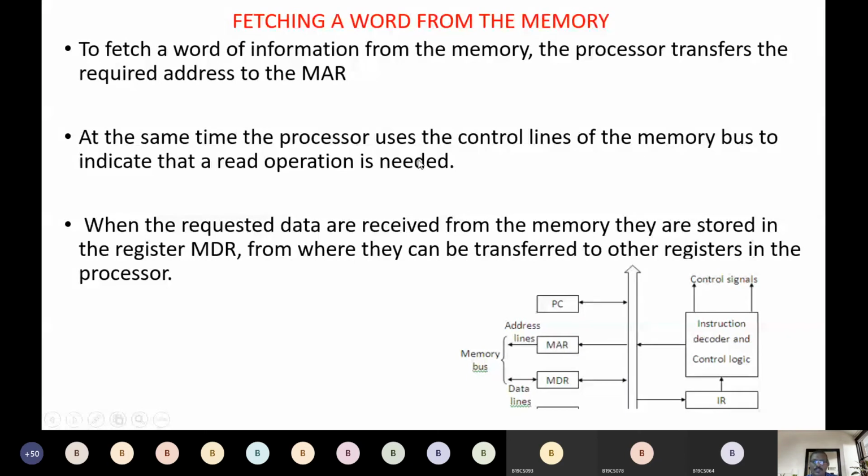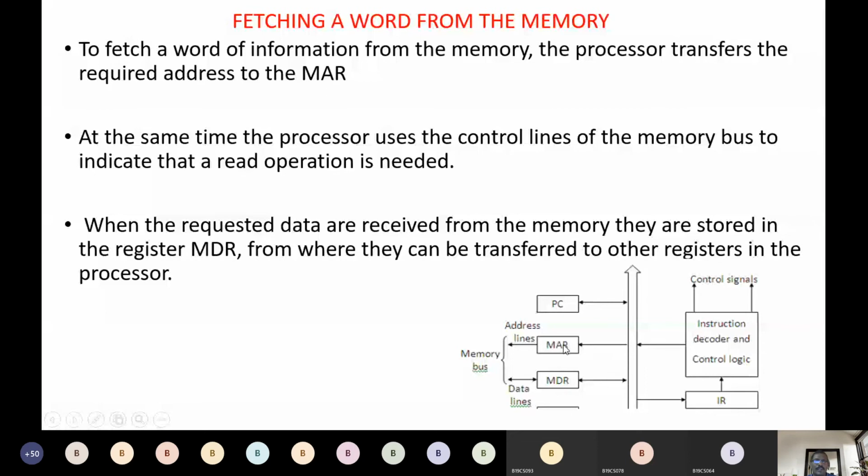At the same time, the processor uses the control lines of the memory bus. These are the control lines. The processor uses these control lines to indicate a read operation from main memory. So what will the processor do? First step: if the processor wants to read some value from main memory, for example the operand A value, it knows the address. That address, A's address in main memory, it keeps here in MAR because it's the address register. And it also enables the read control signal.